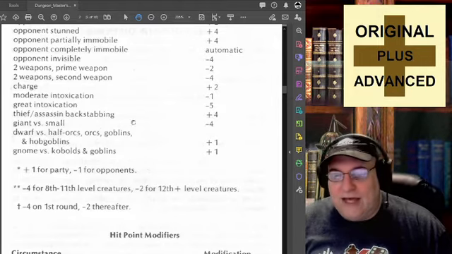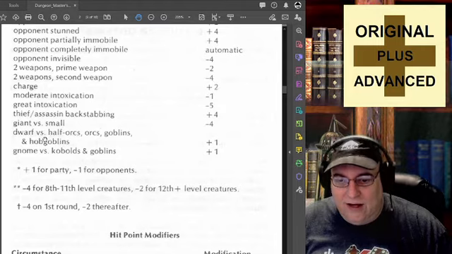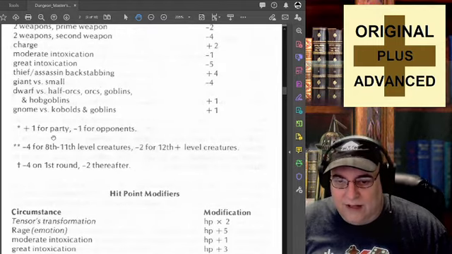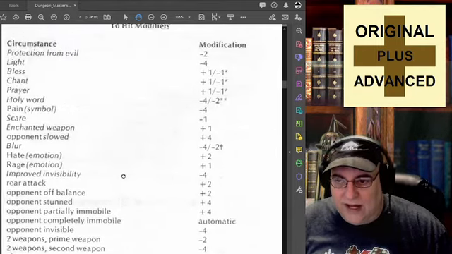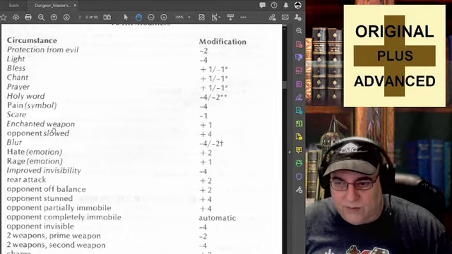Anyway, thief, assassin, backstabbing. Good to have that on there. All of these are excellent. And then, of course, you've got extra adjustments here and here for prayer and holy word.